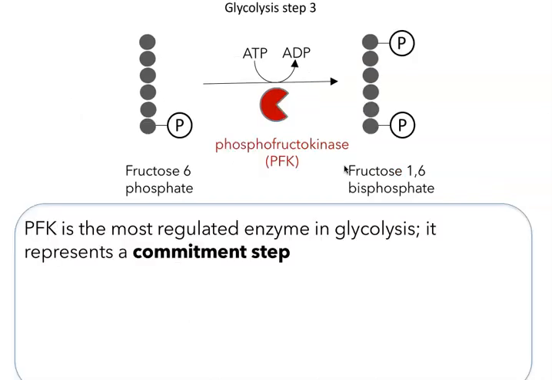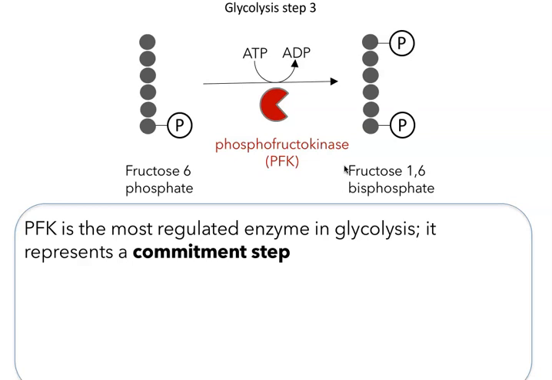I've saved this step for last. This is the third step in glycolysis. It's catalyzed by the enzyme phosphofructokinase. And what I want you to know is that this is the most regulated step in glycolysis. And you might wonder, well, why? And the answer is, it represents a commitment step.